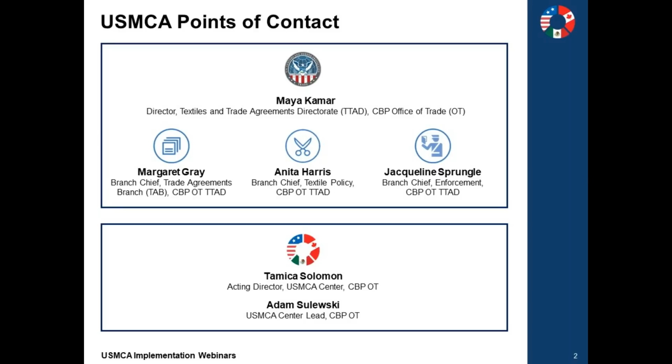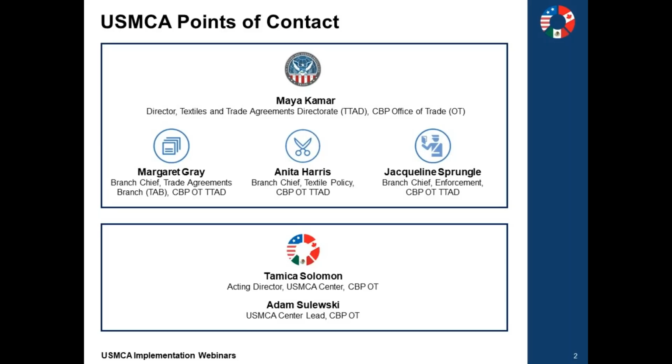First off are individuals from the Textiles and Trade Agreements Division within U.S. Customs and Border Protection's Office of Trade. Textiles and Trade Agreements is responsible for coordinating with the appropriate stakeholders to determine the USMCA implementation guidelines for both CBP and the trade community. Textiles and Trade Agreements is led by Director Maya Kamar, who has been a key figure in ensuring that the trade industry is properly briefed and prepared for USMCA implementation.